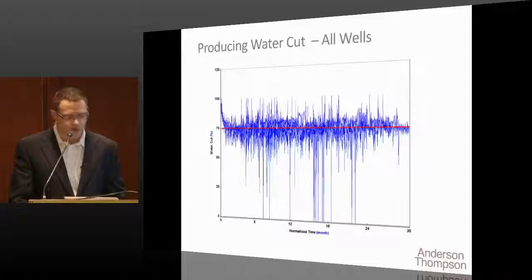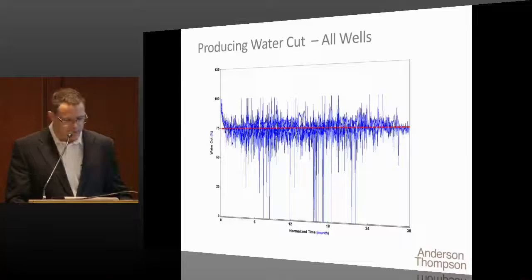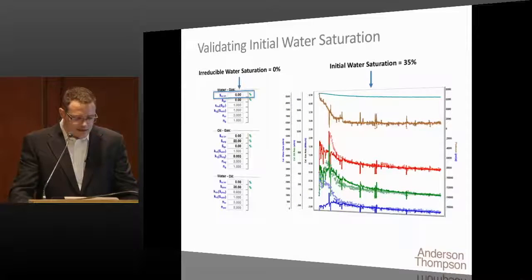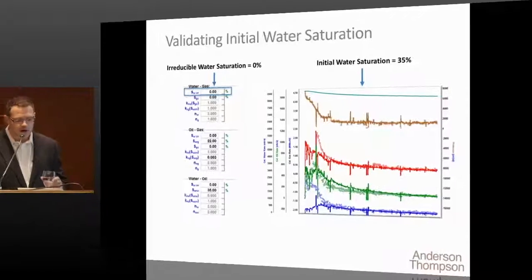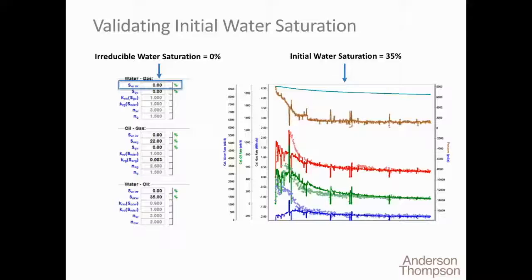Here's the producing water cut for all wells, 75%. Validating the initial water saturation, well, like I said, we could match it, but assuming an irreducible water saturation of 0%. Does that make sense?